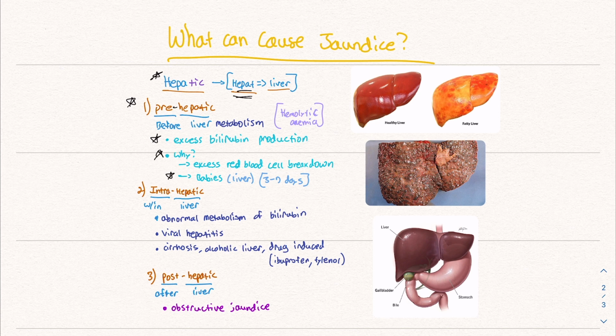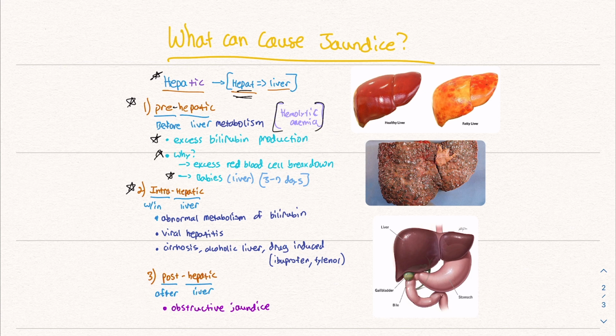At 3 to 7 days after birth, bilirubin spikes. And so after the baby's born, they're monitored to make sure that if there is jaundice, it doesn't continue past a certain point. This excess breakdown of red blood cells is called hemolytic anemia. Then we have intrahepatic jaundice. This occurs within the liver. So this is an abnormal processing of bilirubin, which increases its presence in the body.